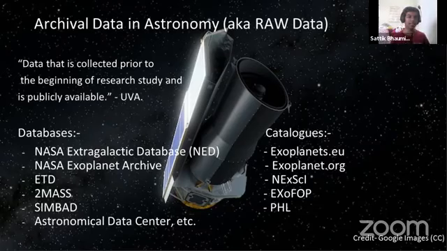Now, how can we access this particular archival data? Well, there are databases such as NASA's Extragalactic Database, Exoplanet Archive, TUMA, SIMBAD, etc. And there are even catalogs where the research findings and new discoveries are cataloged, and you can even access their original raw data for free. Such catalogs as exoplanets.eu, .org, NextC, PHL are there.